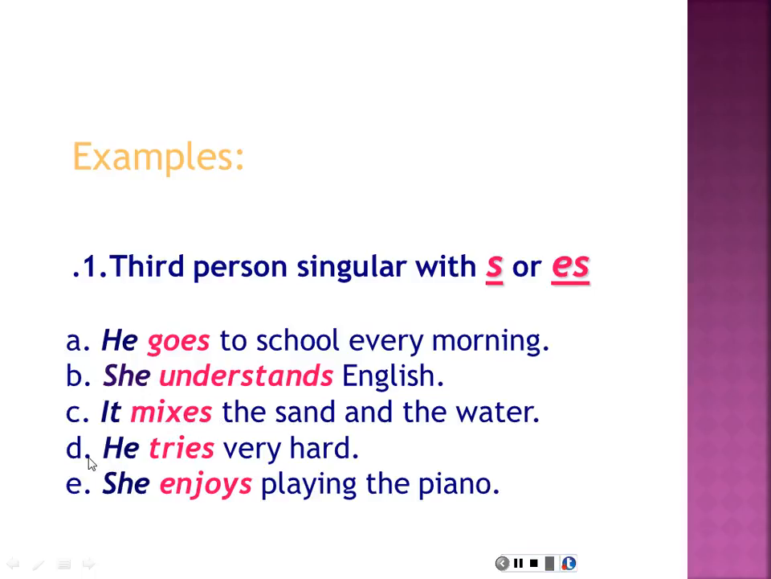Example D, he tries very hard. هو يحاول بجهد أو بجد, very hard. So he tries. The original verb was try with y, but we changed the y into i, then we added es, and we will talk about this rule in the next slide. سنتحدث إن شاء الله عن هذه القاعدة، متى نقلب الواي في نهاية الفعل إلى I ثم نضيف es. So here we changed y into i.